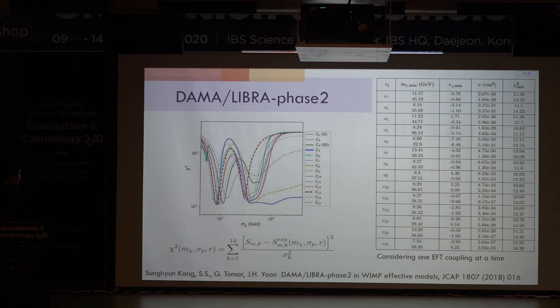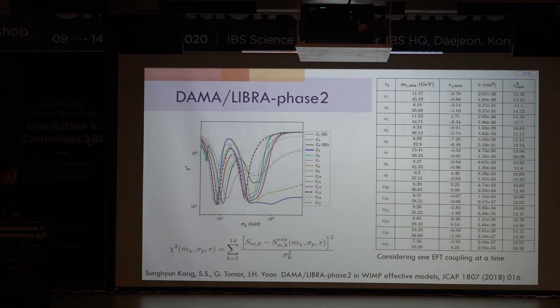Here is our result. In this figure, each model has 2 local minima, the lower one at lower m_chi. And also in this table, all models yield an acceptable chi-square. And with the exception of C7 and C15, the absolute minimum is below or equal to that of the corresponding standard spin-independent interaction, C1, around 10 GeV m_chi.